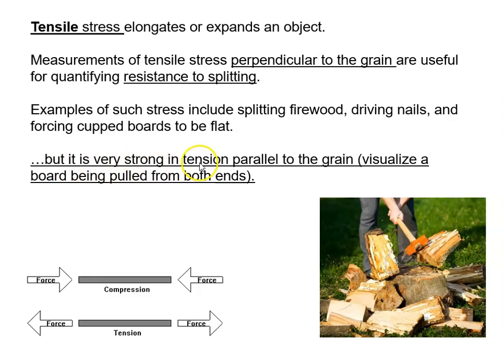But it is very strong in tension parallel to the grain. So if you were pulling a piece of wood apart, it would be much easier to pull left and right in this direction, as visualized here in this image, as opposed to pulling up and down. So perpendicular to the grain, it is weaker.